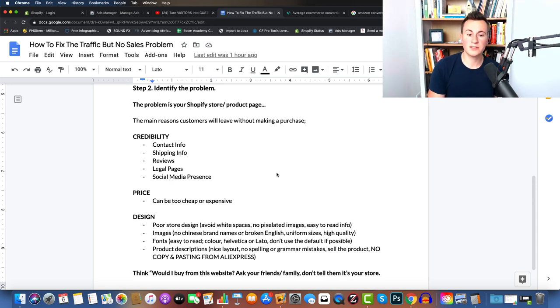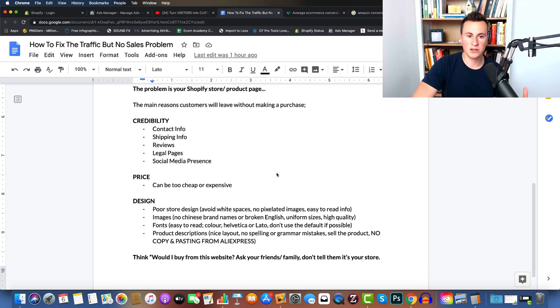Second point is the price. Your product can be too cheap or too expensive. If people are actually coming to your store, assuming you're not clickbaiting them and you are actually advertising the product at hand, there's a reason they've clicked on the link and gone to your site. It's because they're interested. So the price could be putting them off.